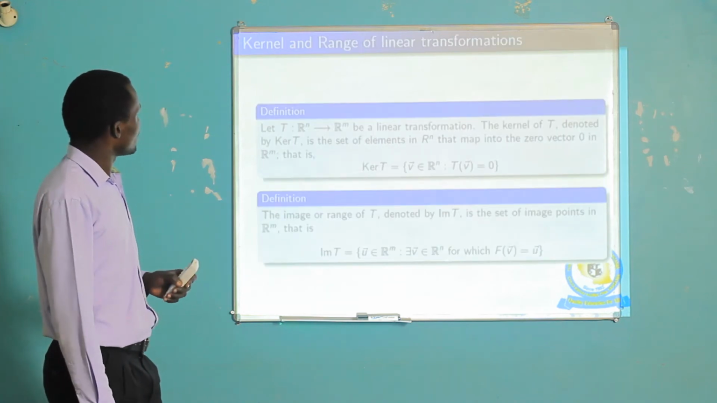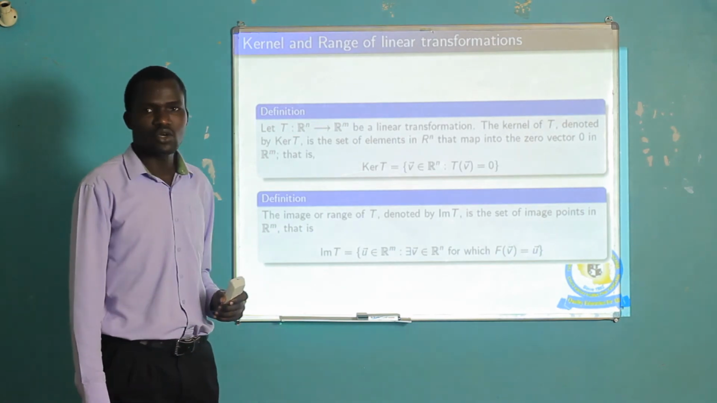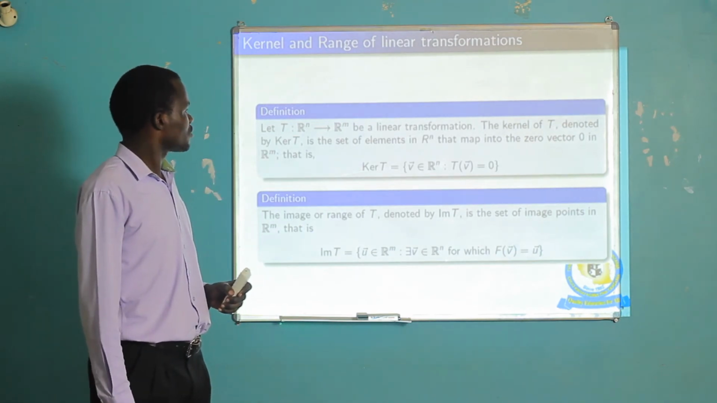Okay, let's see the last part. The last part is about the kernel and range of the linear transformation.